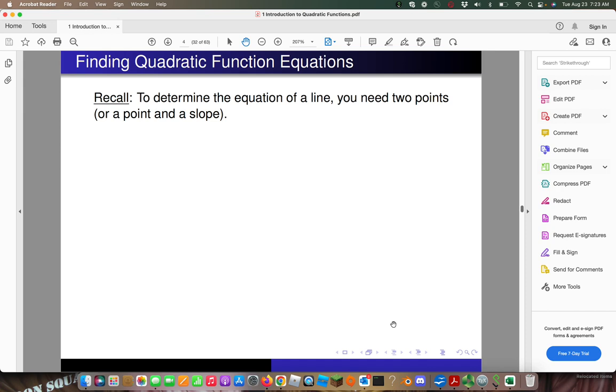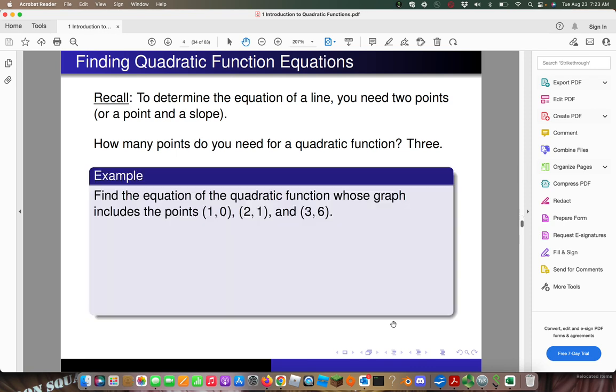And so the question you might ask is, how many points do you need to determine a quadratic function? Well, it turns out you need 3. So 2 points for a line, 3 points for a quadratic function. And I'll show you how to do that in this example. So suppose you have a quadratic function, and if you look at the graph, the only thing you know about the graph is you have these 3 points: (1, 0), (2, 1), and (3, 6).